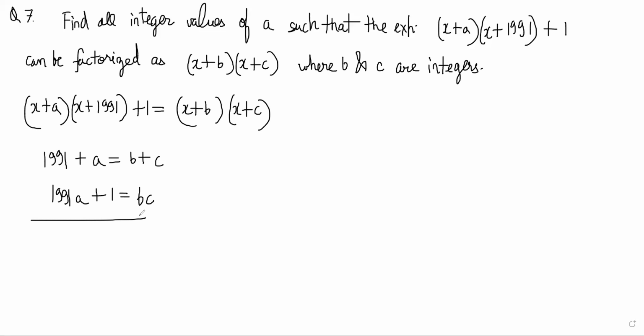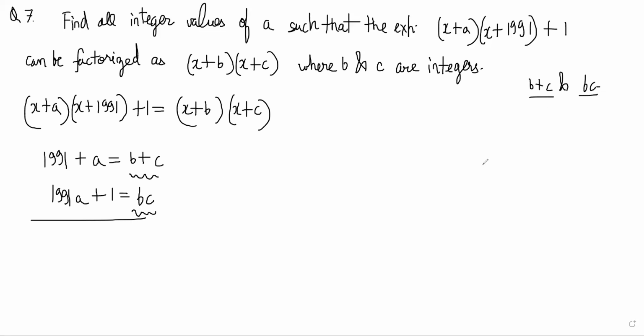Fine. So now what? B plus C and BC we know. So if I wanted to find B and C, what would I do? There might be more than one B and C, but how would you go about finding B and C if you have B plus C and BC?